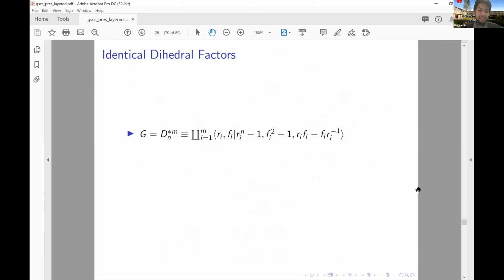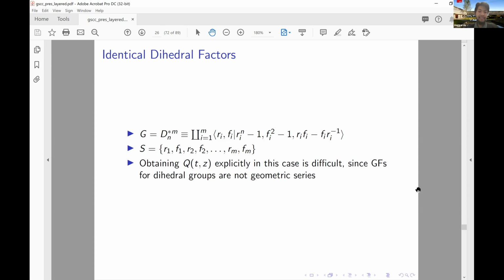Okay, so let's take a little look at identical dihedral factors. We'll take m copies of Dn, and each of them is generated by a rotation and a flip, as we saw before in the finite case. Now, obtaining the Q that we saw explicitly is a bit more difficult since the generating function for Dn is not geometric.